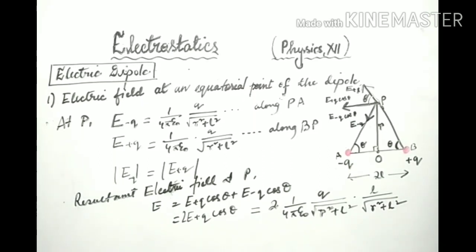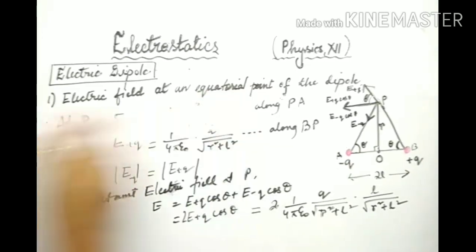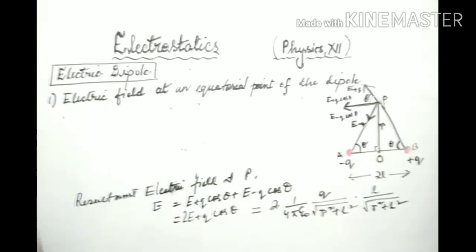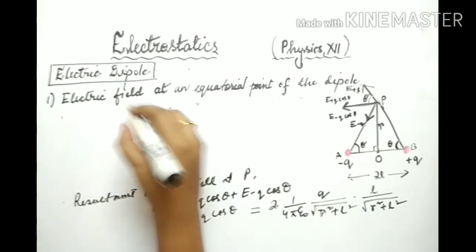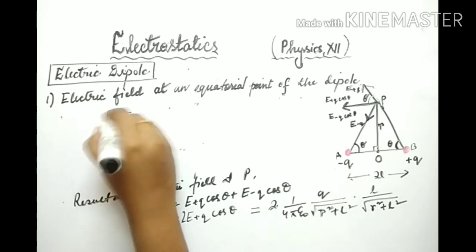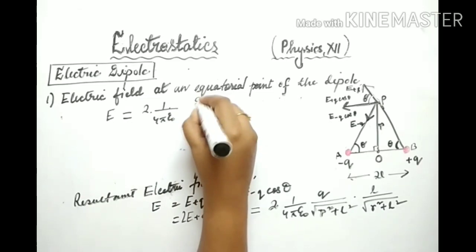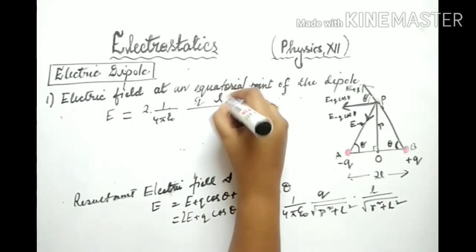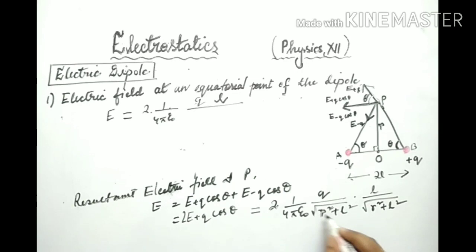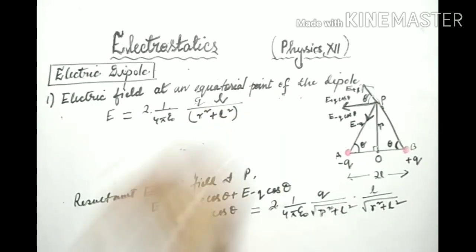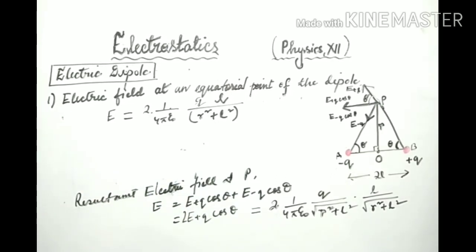Got it? Now let us erase this portion, our space is less. So it will be 2 into 1 by 4 pi epsilon naught QL. Here there is a root over and a root over, so 2 roots over will give us this value. Okay, sorry, I made one mistake.